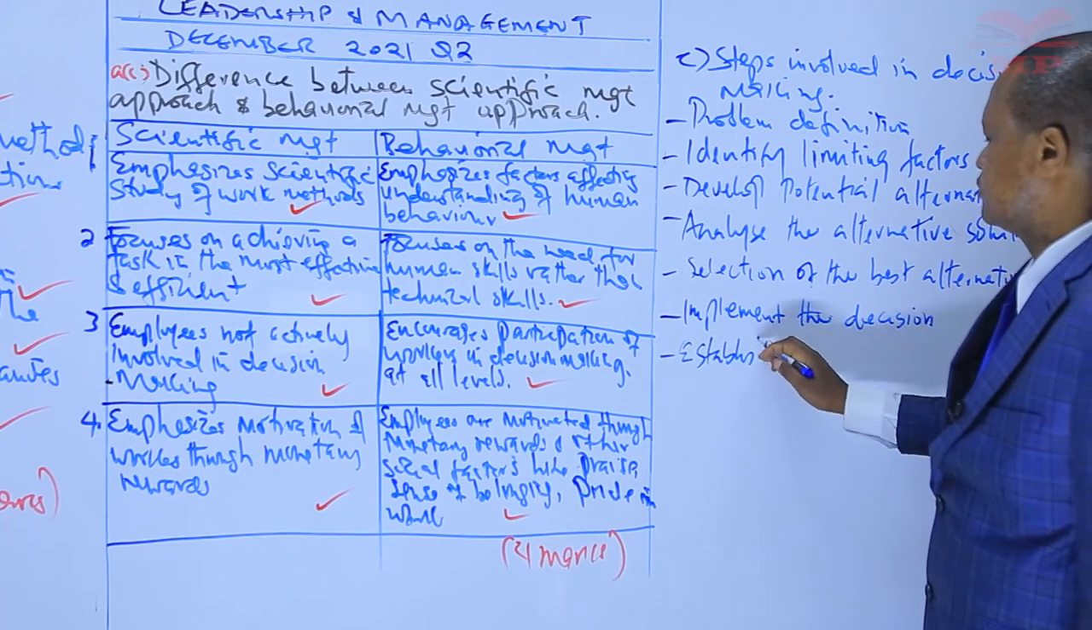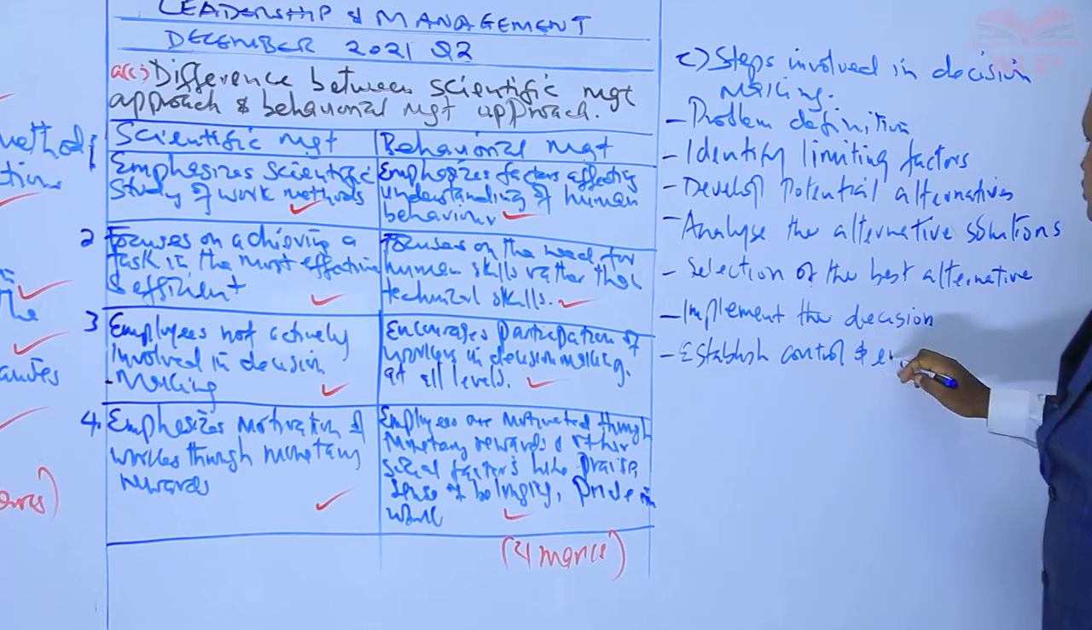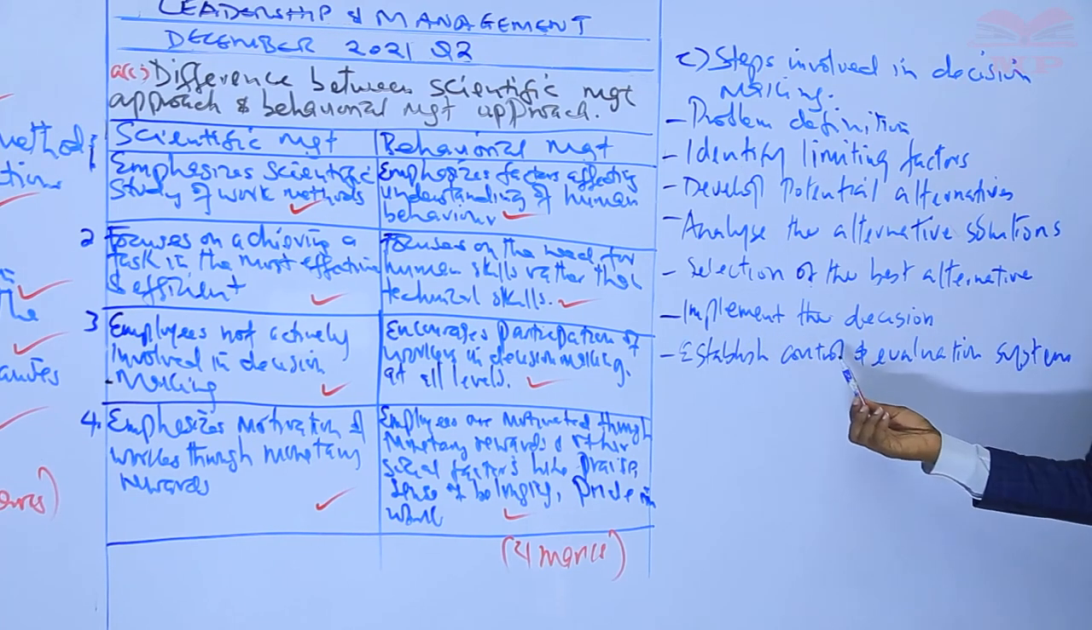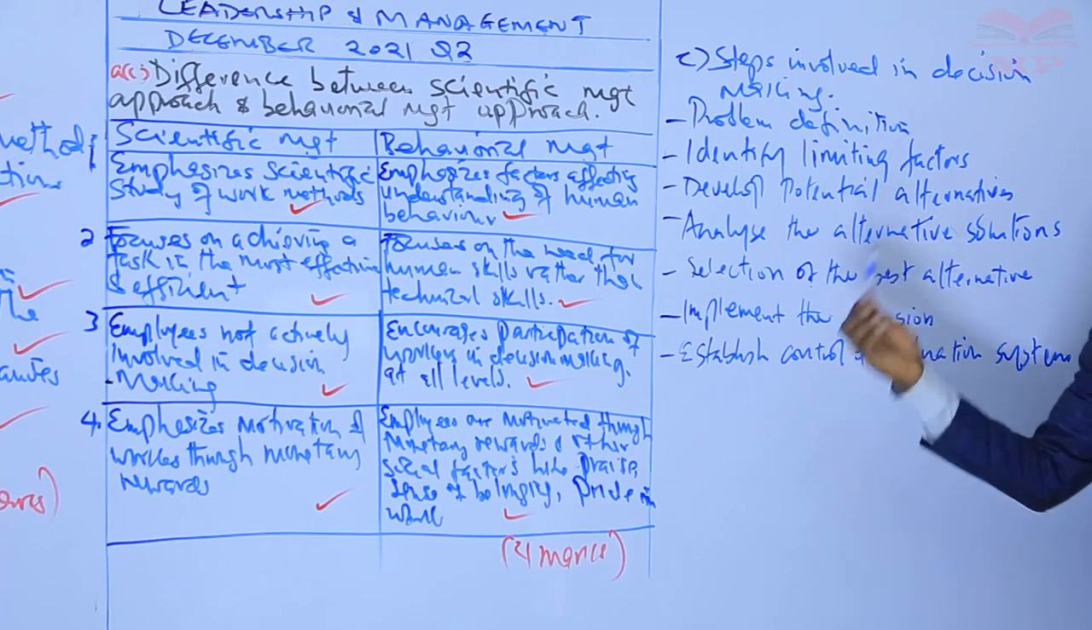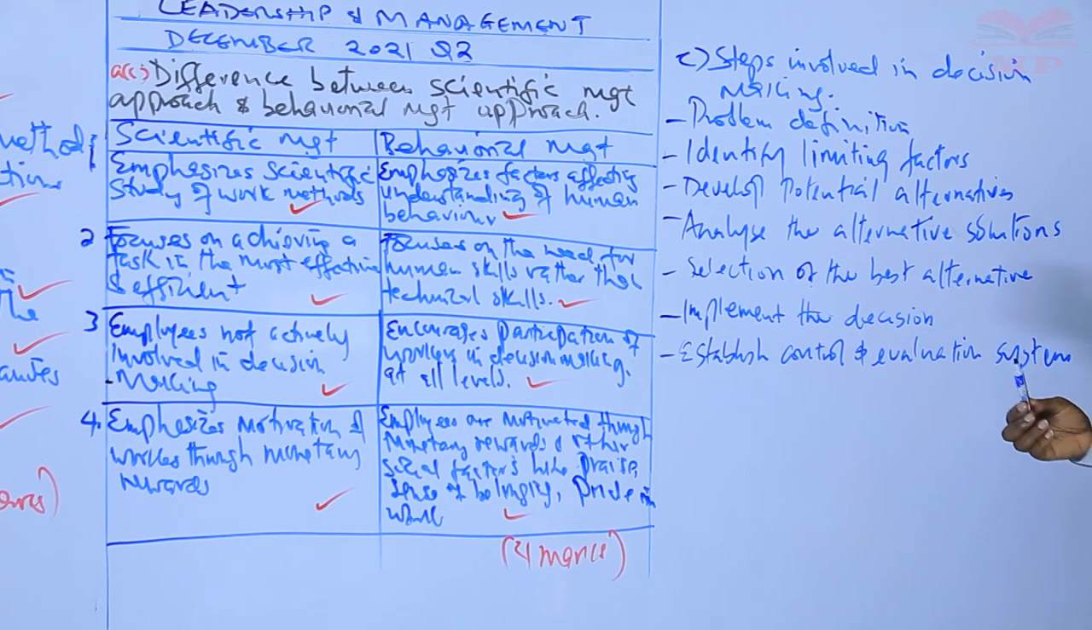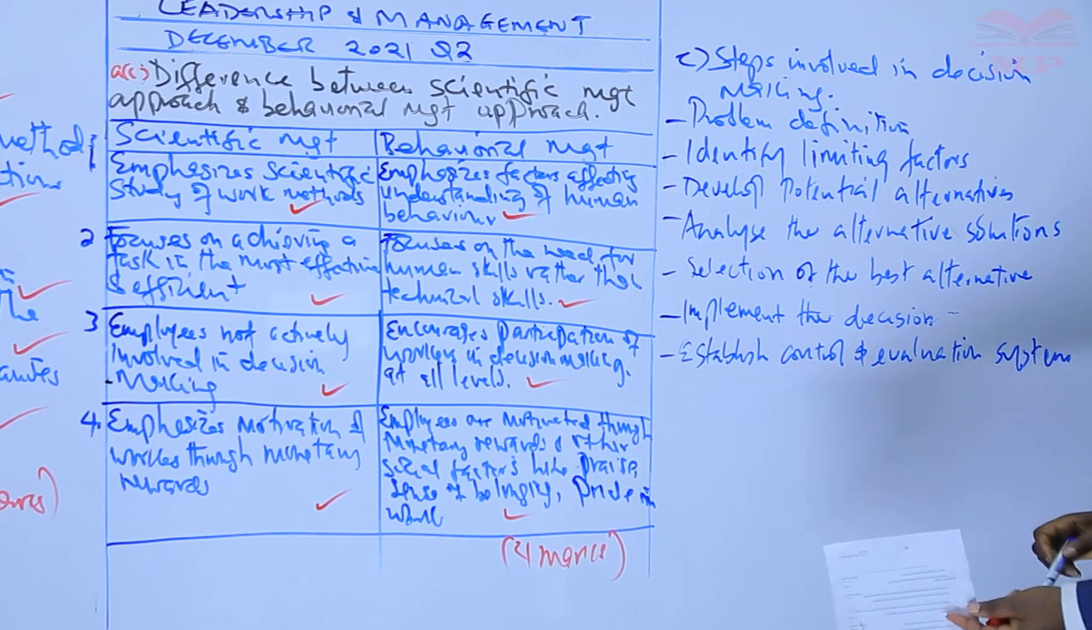establish a control and evaluation system. Establish a control and evaluation system. Why? Because the ongoing process of implementing the decision needs to be monitored. And therefore, an evaluation control system should provide feedback on how well the decision is being implemented, what the results are, and what adjustments are necessary to get the results that were intended when the solution was first chosen. So, control and evaluation system, the last step in the decision-making process.